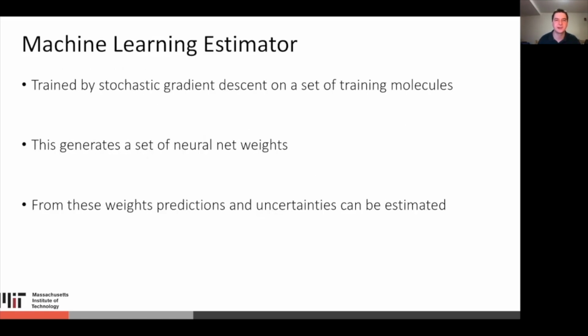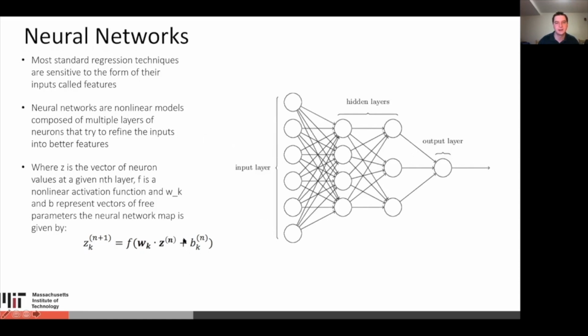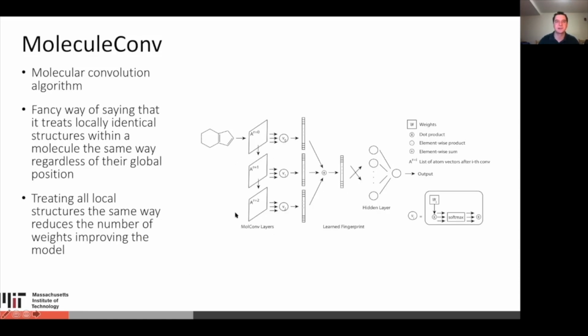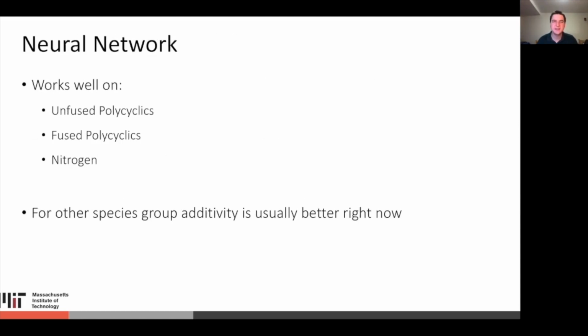Once you have this network, it can be trained by stochastic gradient descent on a set of training models, and this leaves you with a set of neural net weights, which are essentially the parameters associated with the neural network. From these weights, predictions and uncertainties can be estimated within RMG. In general, the neural network estimator works well on unfused polycyclics and fused polycyclics, and it also works quite well on nitrogen. But for other species, group additivity is usually a much better predictor right now, at least.